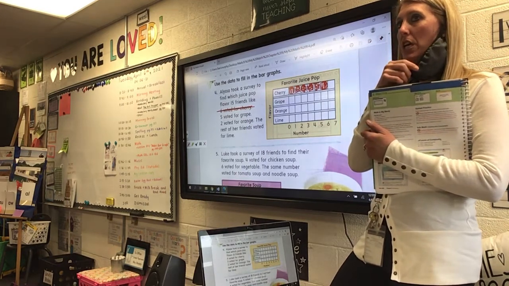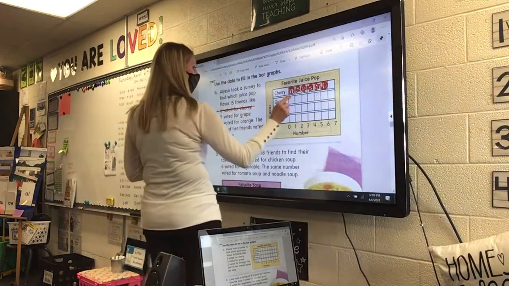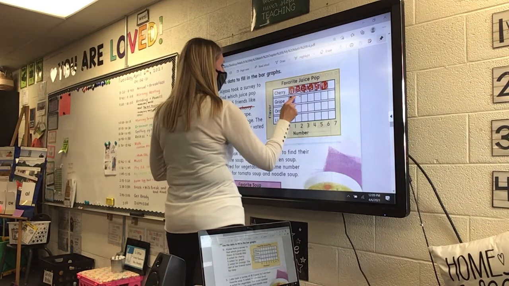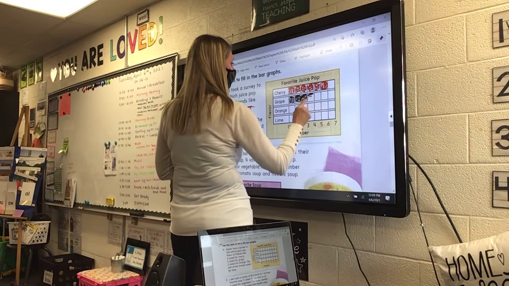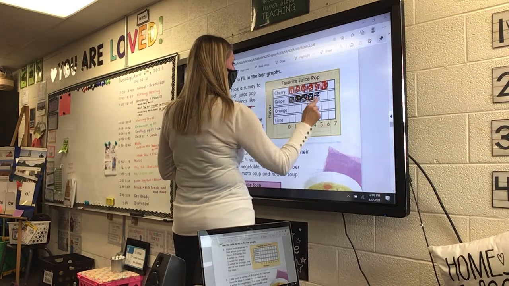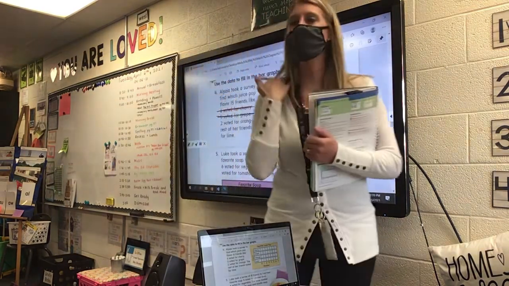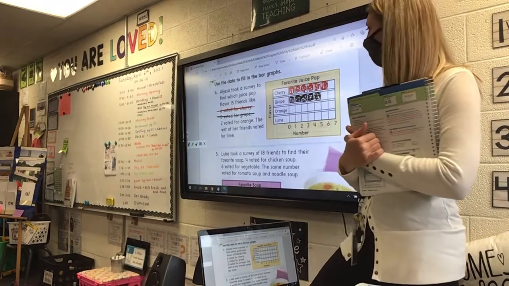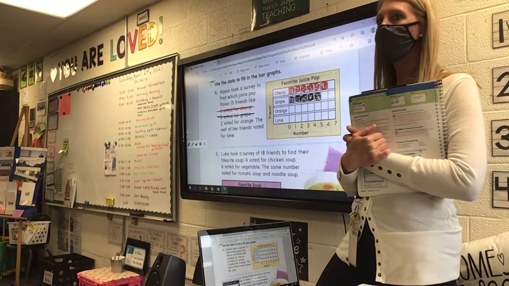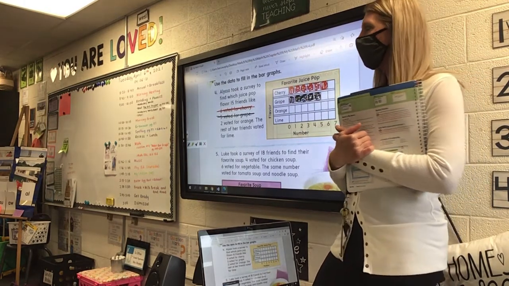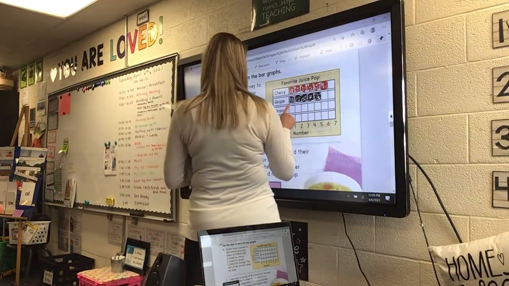So how many squares do I have to color in, Kaden? 5. And then I'm gonna cross that off so I know that I have that done. The next one says 2 voted for orange. So how many bars do I need to color, Carson? 2. Good job. 2 for orange.